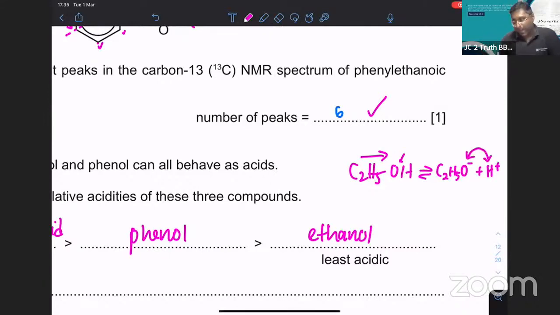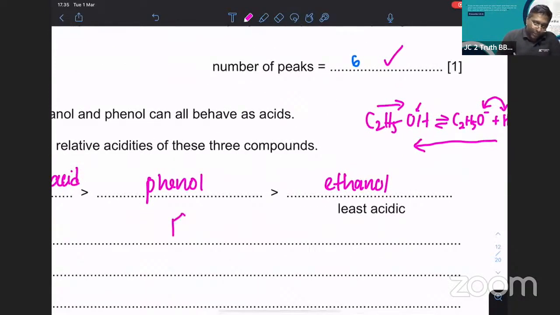Yeah, they can join, and they have a tendency to form C2H5OH. So in that sense, the H plus is not being formed. For phenol, it's going to be the benzene ring, so you have OH. The lone pair of electrons on the OH overlap slightly with the benzene ring, so they become delocalized. So in that sense, they have a tendency to form the phenoxide ion, which is going to be stable, and it will give you a lot of H plus.